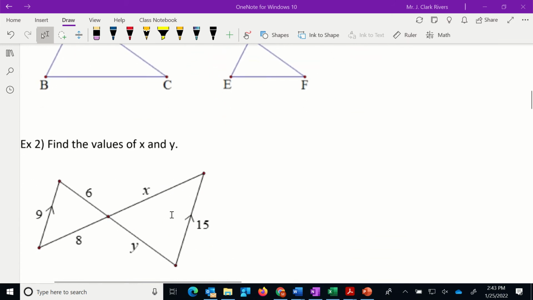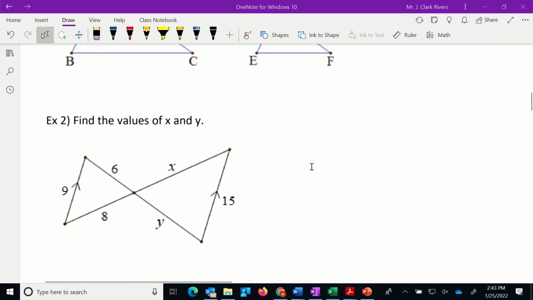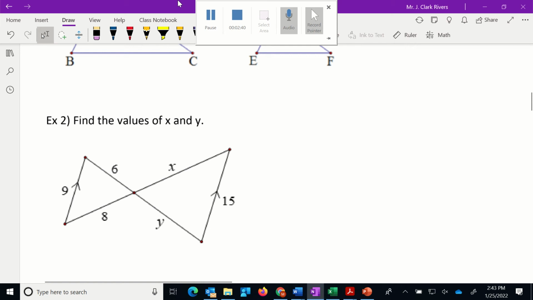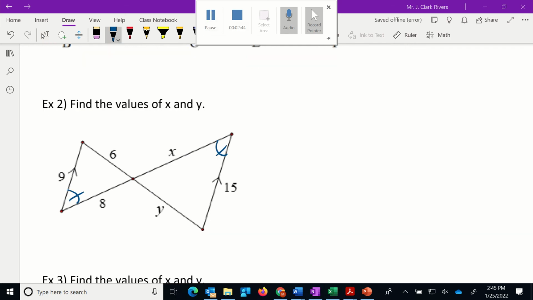Example 2. Try this one on your own. Be careful. Find the values of x and y. I'm going to pause the video now. Pause the video now, please, on your own. If you need a little clue, in a minute or two, unpause it and take a look. Good luck. All right, here is your hint.